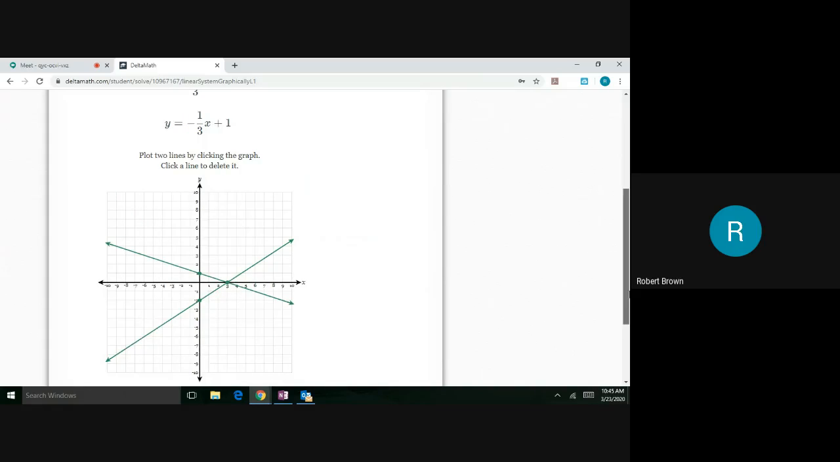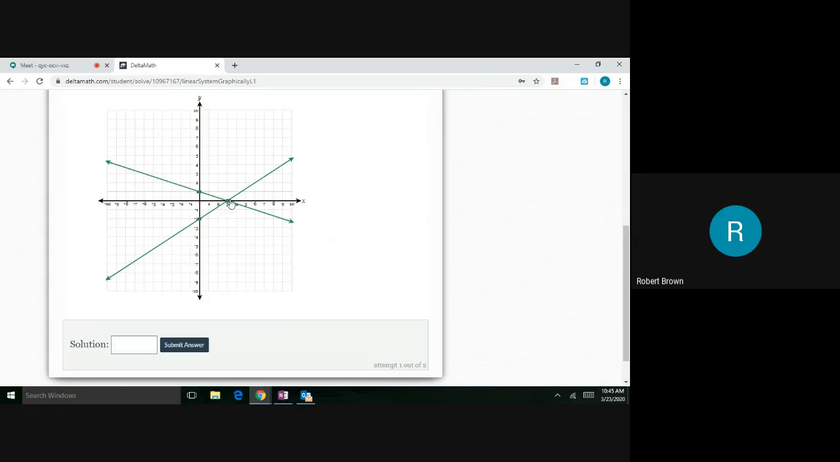Now you can see where they cross. My x coordinate is 0, or my bad, sorry about that. My x coordinate is 3, and my y coordinate is 0. So my answer here is 3, 0. Make sure you put it in parentheses and separate it with a comma.